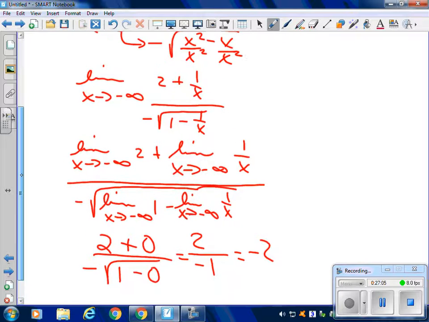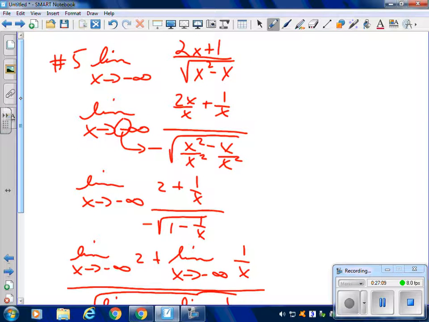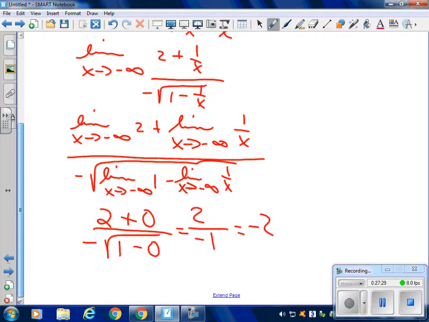So now let's go back to here. The square root of this would have come out to be x. 2x over x comes out to 2. The negative came from the fact that we were going to negative infinity. Does that make sense? Yeah. So we wouldn't have gotten that negative if we hadn't put it into the question with the power rule. Does that make sense?